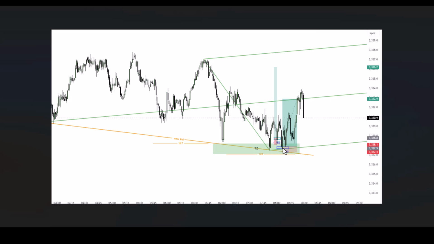We call this a test. It's called a test of the C line. Remember, this is A, this is B, this is C. So this is a test. You'd be getting long on a test.